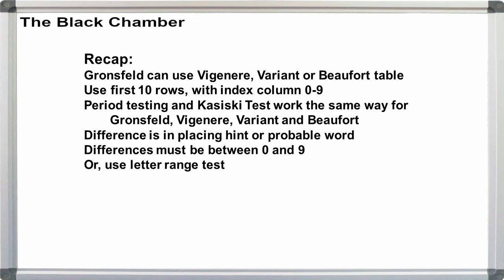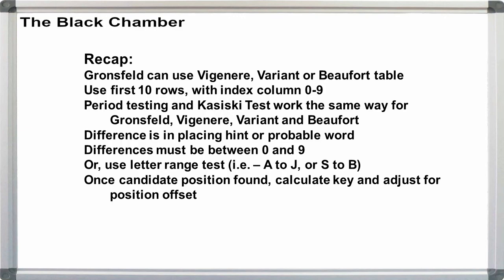A simplified method for this is to shift each hint word letter 9 places to the right and create an alphabetic range for the hint, such as between A and J or S and B. Once a candidate position is found for the hint, calculate the actual numeric differences to get the key. Shift the key number as necessary to find the correct starting digit, and then try deciphering the message to see what you get.